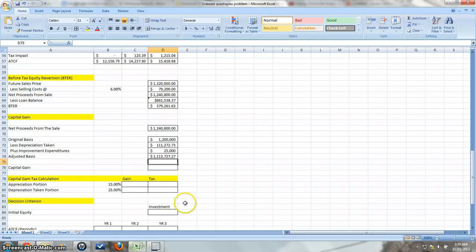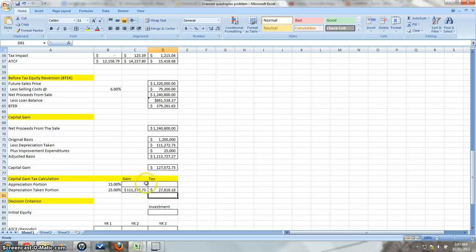Now, next step is the capital gain value, which is simply the net proceeds from the sale minus the adjusted basis. Easy enough. Depreciation portion taken is equal to the depreciation portion multiplied times, or excuse me, that value there, and then equals depreciation times 25%.